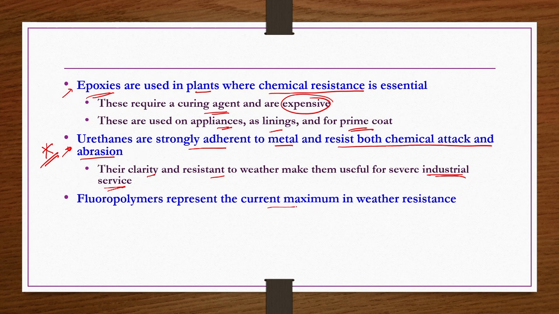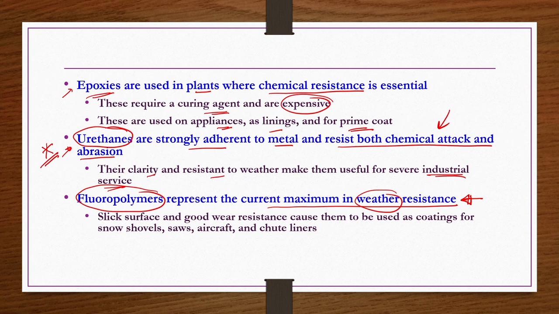Other types of resins are fluoropolymers. They represent the current maximum in weather resistance. If you are looking only for weather resistance in an industrial coating, then you can go for fluoropolymers. But in addition to weather resistance, if you want to look at chemical attack and abrasion, then it is better to go for urethane-based industrial coatings. Fluoropolymers provide a slick surface and good wear resistance, which cause them to be used as coatings for snow shovels, saws, aircraft chute liners, etc.